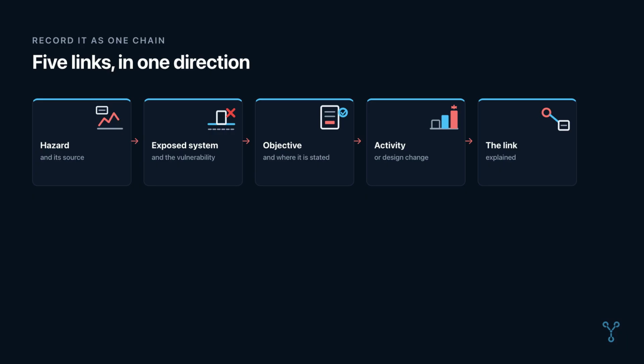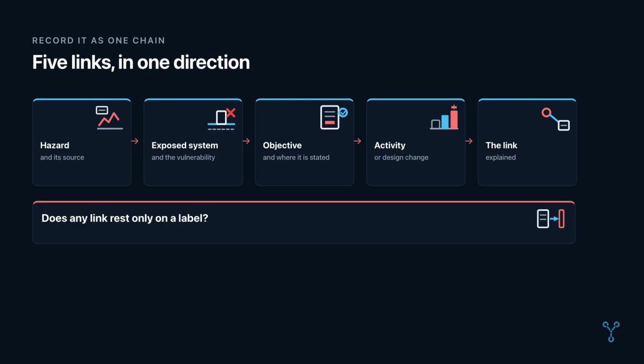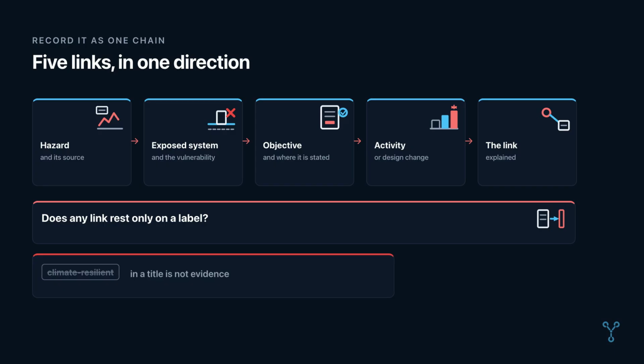The chain should be read as a reviewer would. The question is whether any link rests only on a label. Climate resilient in a project title is not evidence of anything. If a link depends on the adjective, the activity is not yet eligible. Passing all 3 steps establishes that an activity is an adaptation activity. It does not tell how much of its finance may be counted. Module 6 covers the classification that decides the amount.